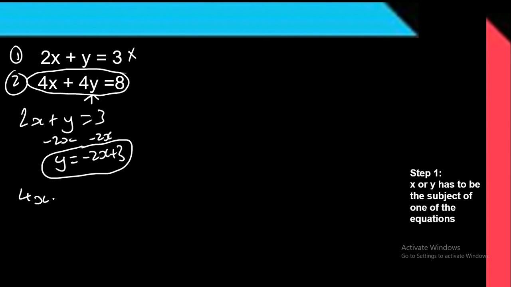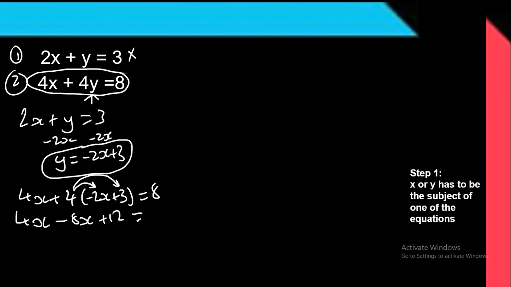So 4x + 4 times (-2x + 3) = 8. This was the reason why I put it in a bracket. It makes it a little bit easier now because I know that I have to expand that bracket. I have to do the distributive property. So 4x, then here 4 times -2x is -8x. And then 4 times 3 is going to be +12 = 8.